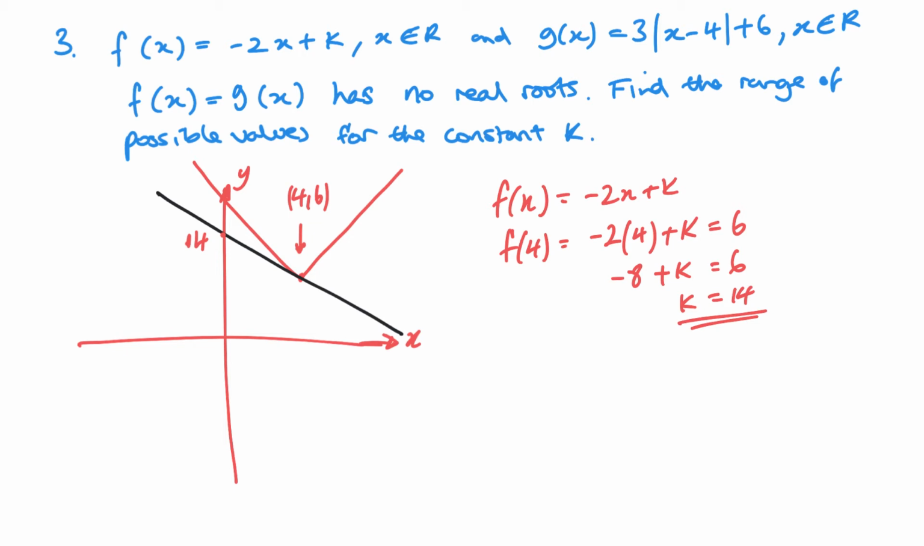Anything then greater than 14 would have 2 roots. Anything less than 14 would have no roots. So the value of k is actually less than 14. So that's our final answer there.